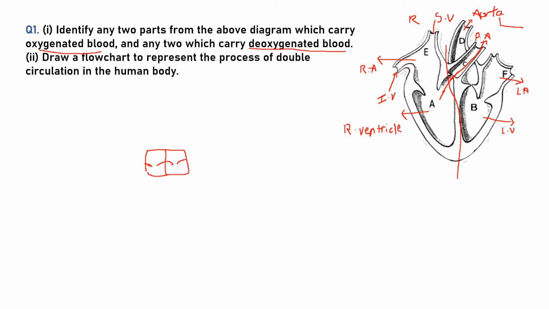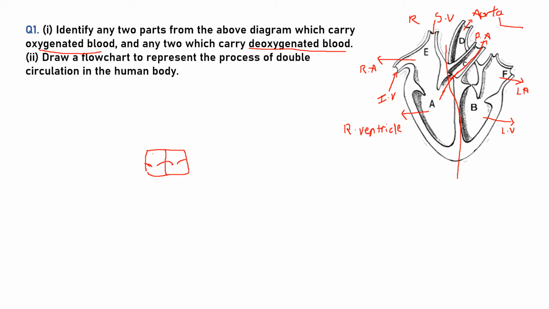Tricuspid valve and bicuspid valve. We also call them atrioventricular valves because they are present at the junction of the atrium and ventricle, right? So they are atrioventricular valves, and the left one is the bicuspid valve. Okay, fine. So the heart is done.